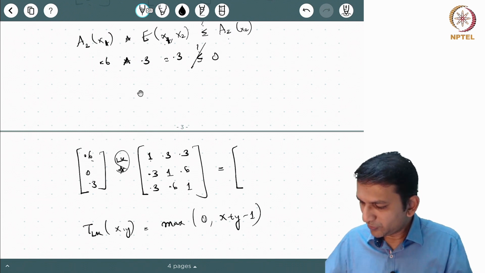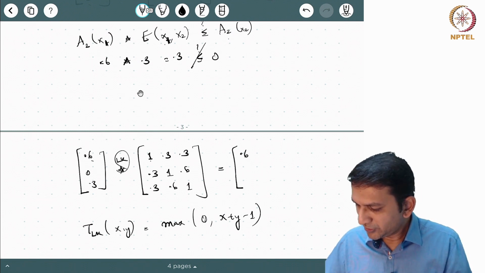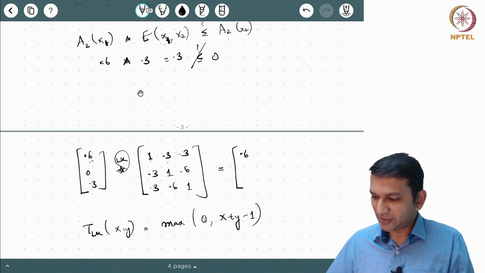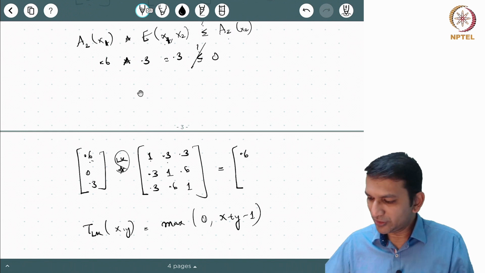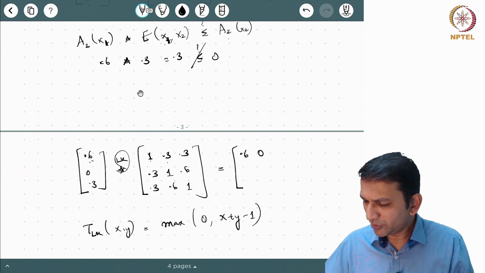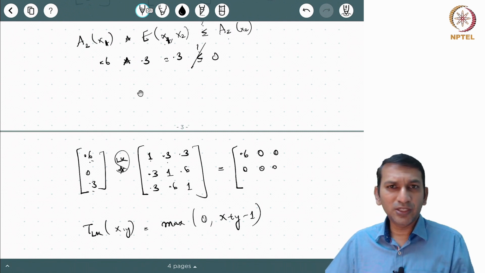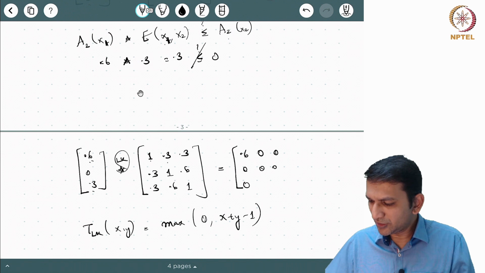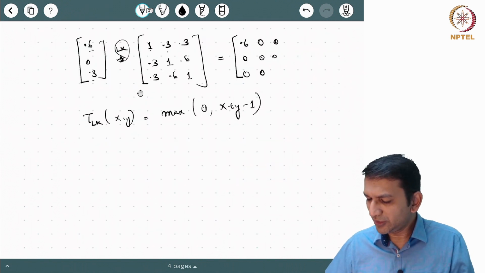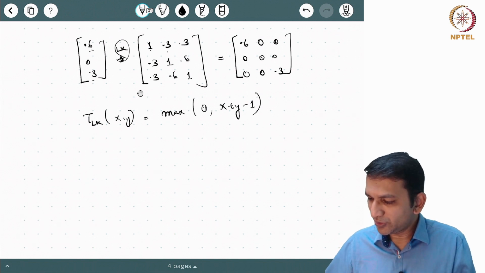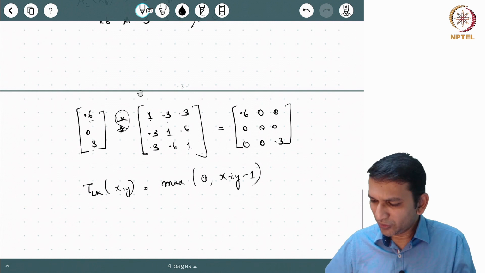Now 0.6 and 1 is 0.6. 0.6 and 0.3, 0.6 plus 0.3 is 0.9, which minus 1 is negative, so it is 0. Once again 0.6, 0.3 will be 0, 0 will always be 0. 0.3 and 0.3 is 0.6 minus 1 is minus 0.4, which means it is 0. 0.3 and 0.6 is 0.9, which is less than 1, means 0. And finally 0.3 and 1 is 0.3. So now you see, this is what we get.